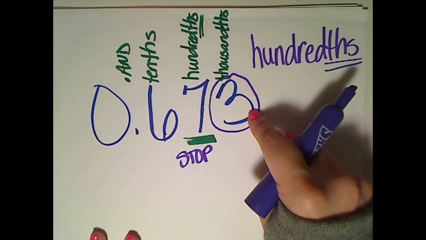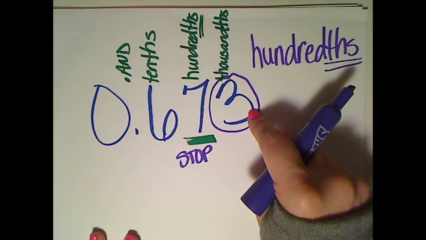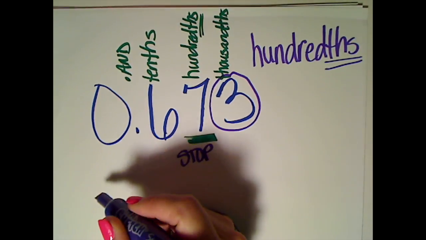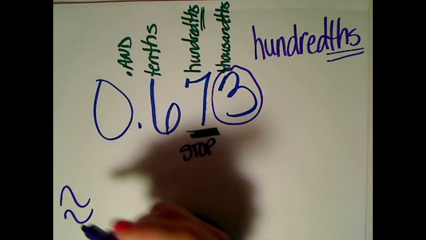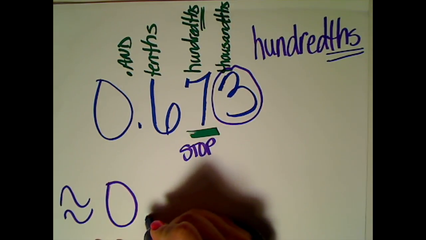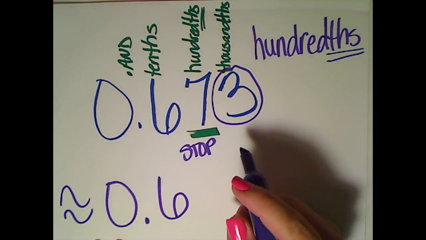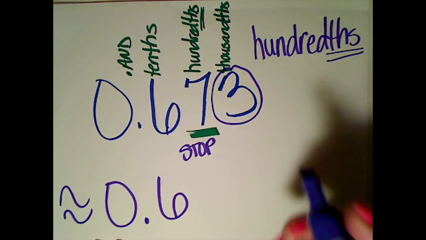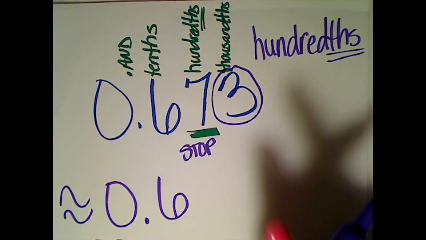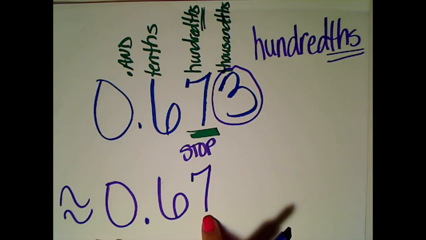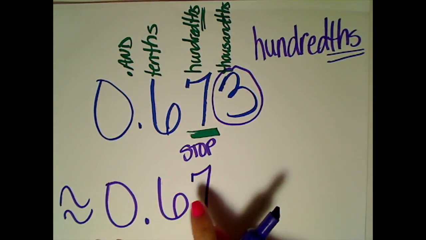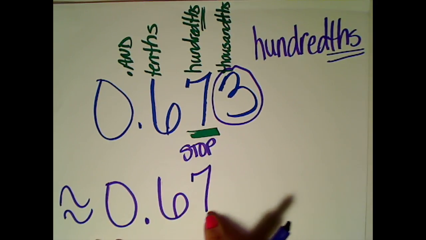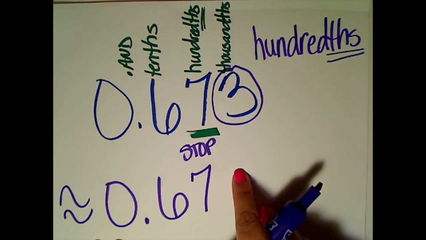So, is this 4 or less or 5 or more? 4 or less, correct. So, your rounded number is to what place value? Hundredths. It's 4 or less. You let the hundredths place rest, and you stop there. You don't add a 0, because if you added a 0, that would be 670 thousandths.